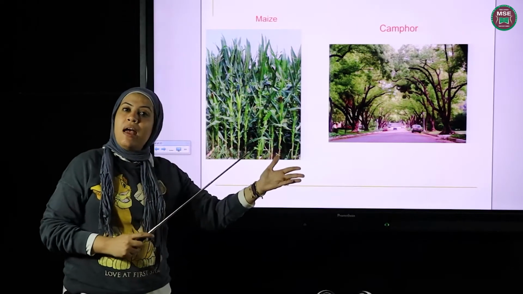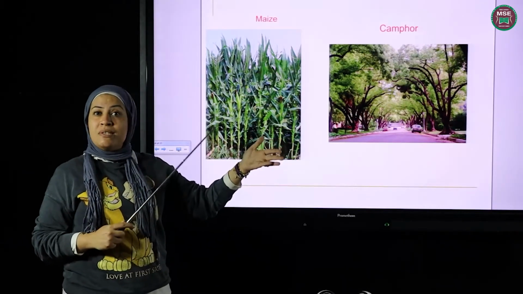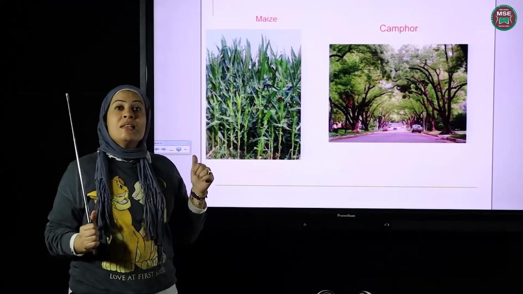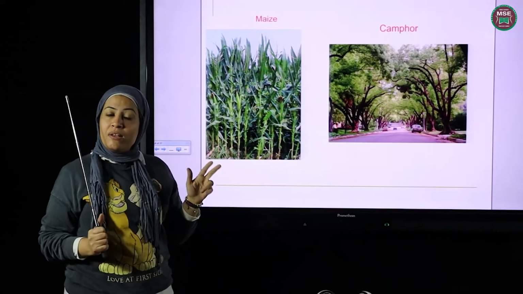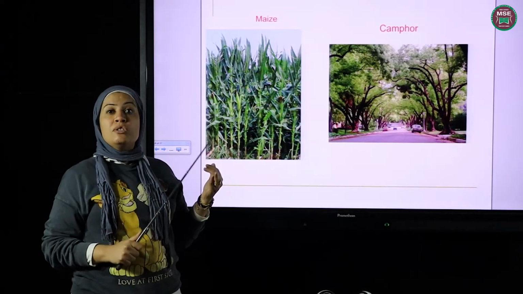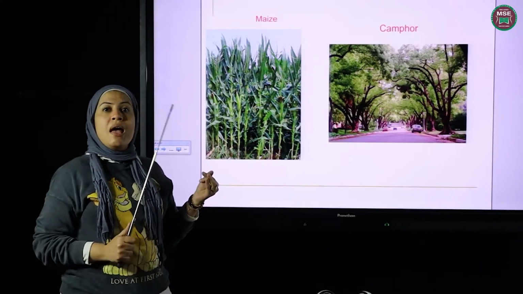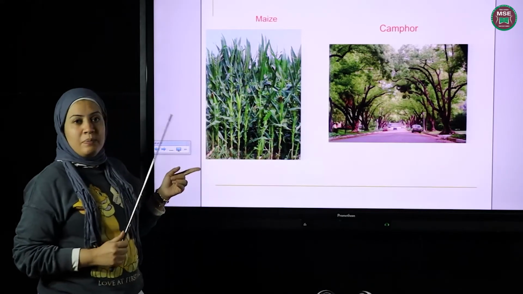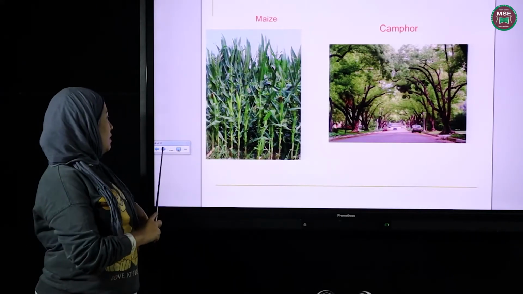Some plants can't be distinguished into root, stem, and leaves, like algae, green, red, and brown. And the plants that are distinguished into root, stem, and leaves, like camphor, maize, wheat plants, okay?